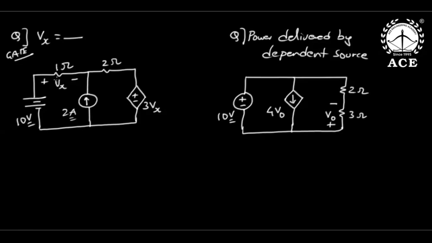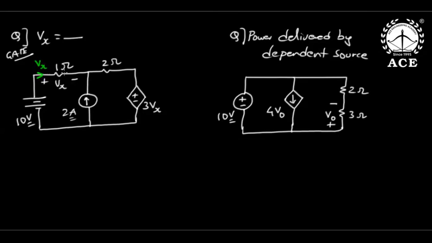Vx is the voltage across 1 ohm, but this Vx is a dependent parameter which will affect the property of this dependent source, because there is a voltage dependent voltage source. So first Ohm's law. If this is Vx, this is 1 ohm. What is this current? I is V by R. This is Vx amperes.